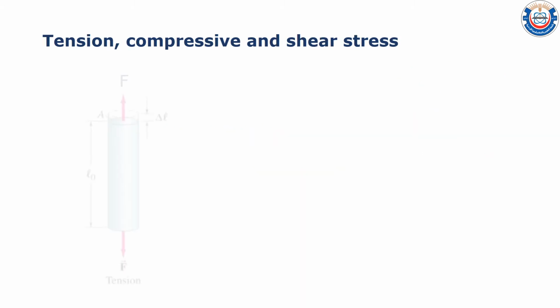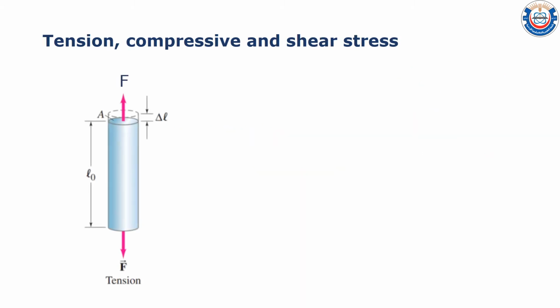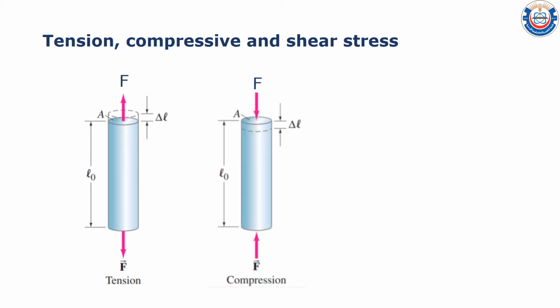This is the tensile stress. As you can see here, if there are opposite and equal forces exerted on this object, and these forces lead to an increase in the length of the object by an amount of delta L, we call this a tensile stress. But if these forces are opposite and equal and lead to a decrease, or compression, of the length of the object by an amount of delta L, we call this a compressive stress.